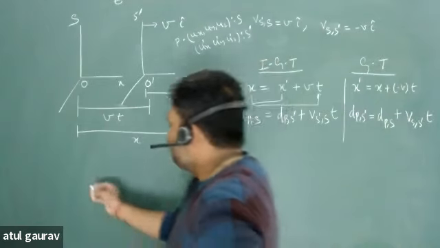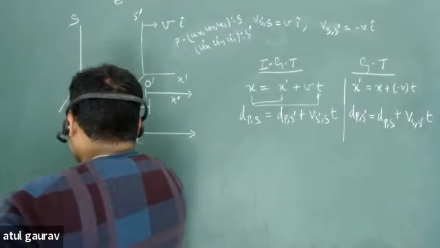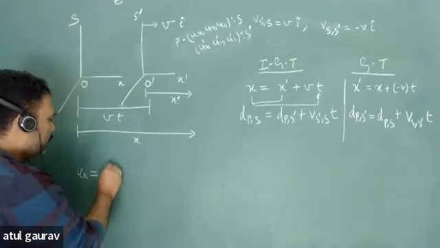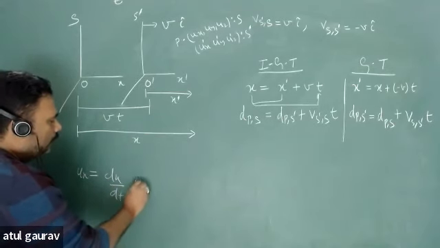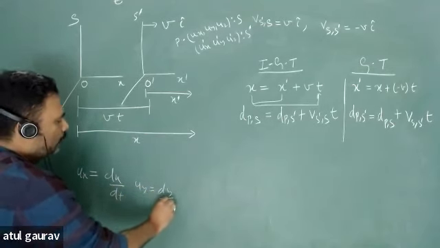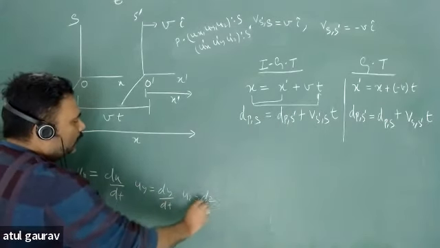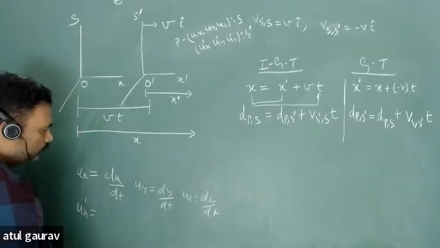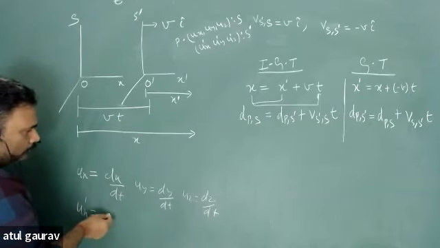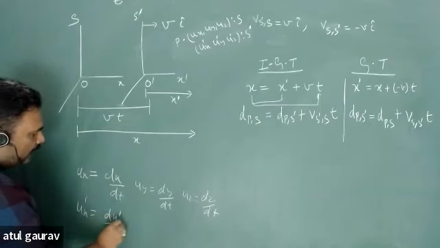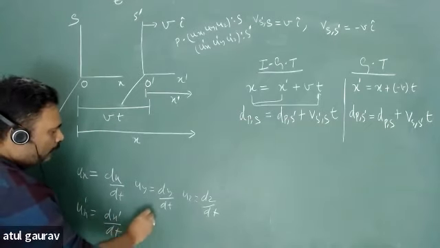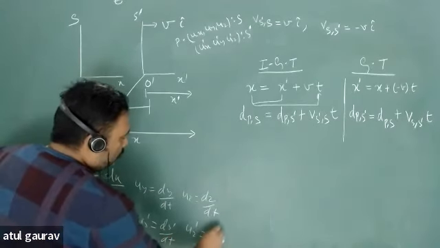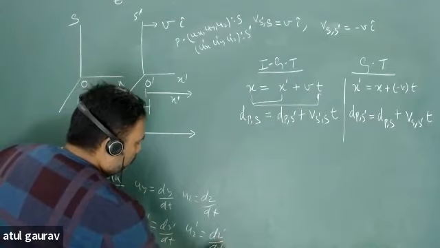By the way, what is ux? How will you define ux? That is dx by dt. What is your uy? Obviously, dy upon dt. What is your uz? dz upon dt. Now, what is your ux dash? dx dash by dt. What is your uy prime? That is dy prime upon dt. What is your uz prime? That is dz prime upon dt.